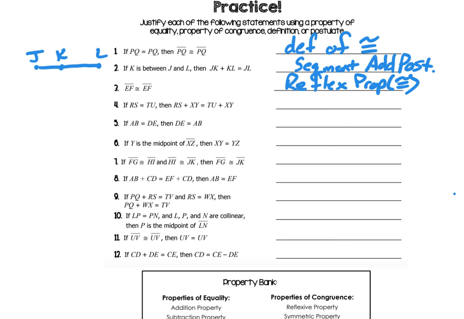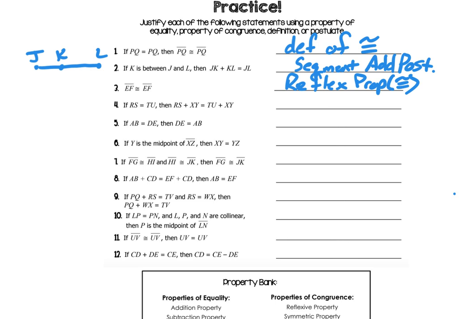Okay, if RS is equal to TU, and RS plus XY equals TU plus XY, what's happening here? Okay, notice what's going on here. RS equals TU is given to us at the beginning. What did they do to both RS and TU? They added XY, right? So we're adding the same thing to both sides. Whatever I add to one side, I have to add to the other.